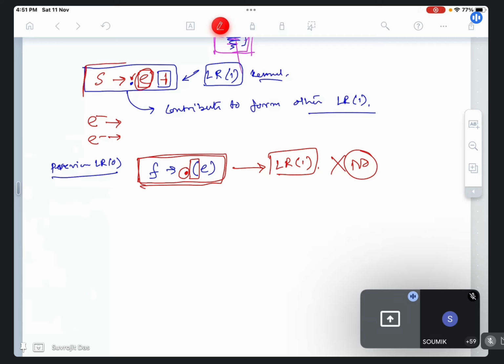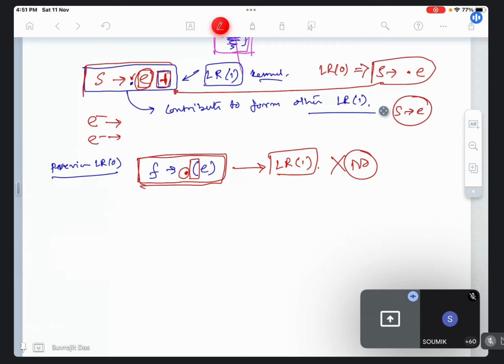But for these type of LR0 items, the kernel item was S goes to dot E, right? We need to convert this by adding the look ahead symbol. So here we have a look ahead symbol, and that look ahead symbol will let us take a decision whether to reduce with S goes to E. So this production contributes to form an LR1 item, and this is an LR1 item, right?